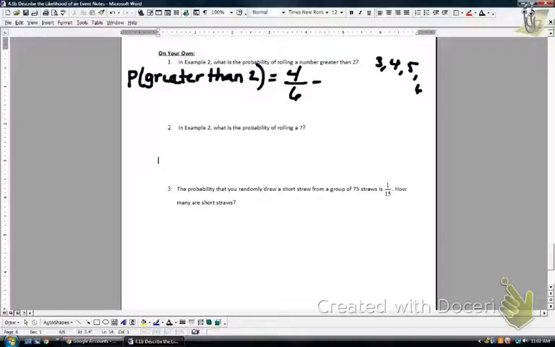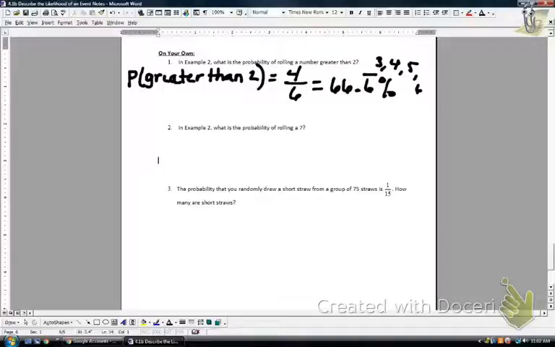When I do that on a calculator, that actually simplifies to 2 out of 3. So I have a 66.6 repeating % chance of rolling a number greater than 2. So that's getting close to likely. My chances are likely that I'm going to do that.